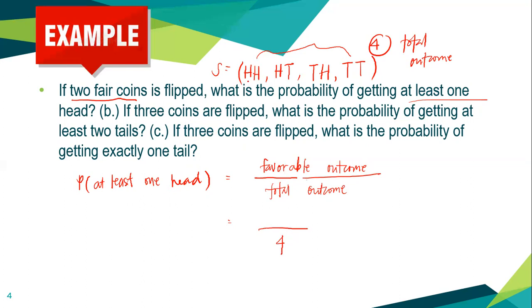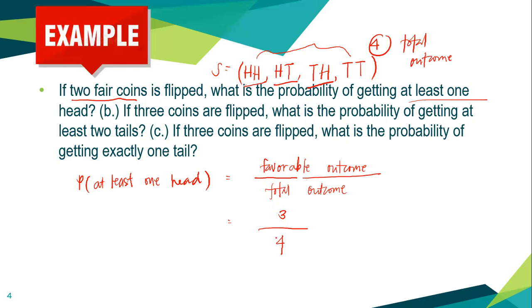So, itong HH, meron tong at least isang head. Tama ba? Then, itong HT, meron ding head. Yung TH, meron ding head. Yung T at T natin, so wala namang head dyan. Therefore, we only have 3 outcomes na merong head. So, yung favorable outcome na makakuha ka is 3.